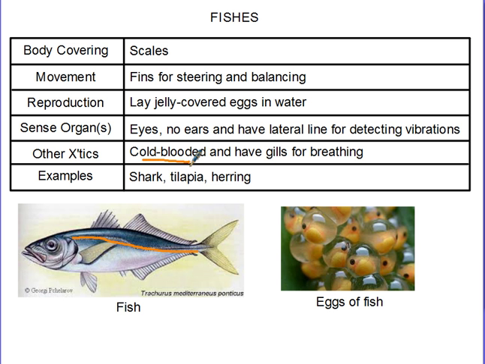So if humans had been cold-blooded, that would have meant that when the weather is hot, we become hot. When the weather is cold, we become cold. But since we are not cold-blooded, we maintain a constant body temperature. Examples are shark, tilapia, and then the herrings. Remember, we did not name whales and dolphins here.